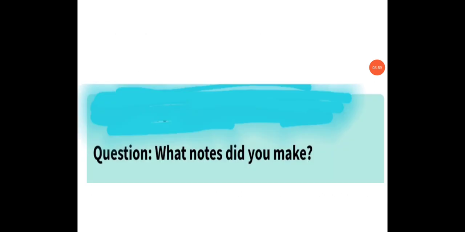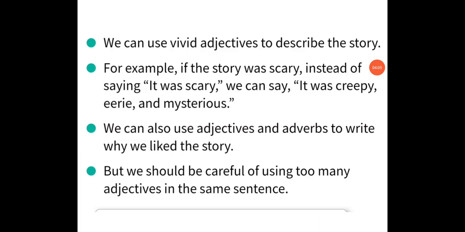Next one, what notes did you make? Now tell me, what notes did you make in your notebook? Okay, we can use vivid adjectives to describe the story. What is vivid? Vivid means bright. We call them bright, adjectives that clearly show, to describe the story.